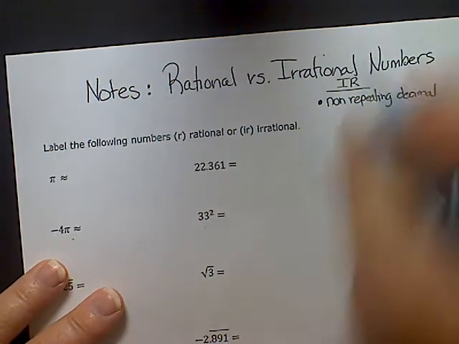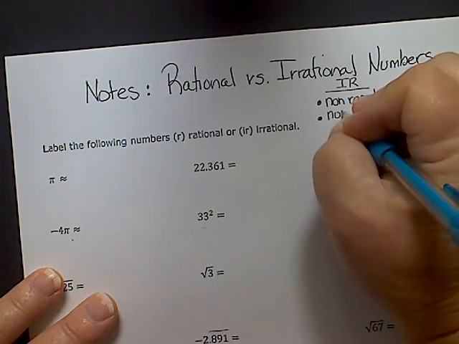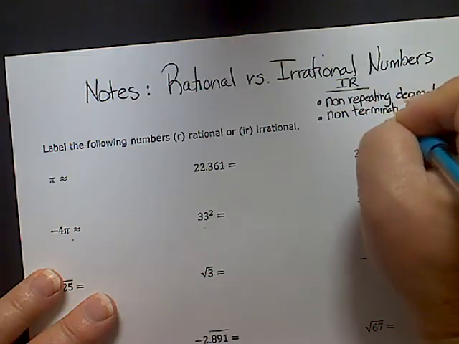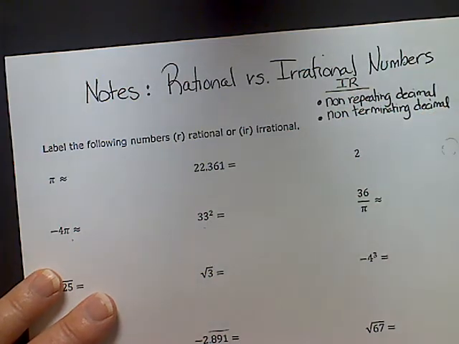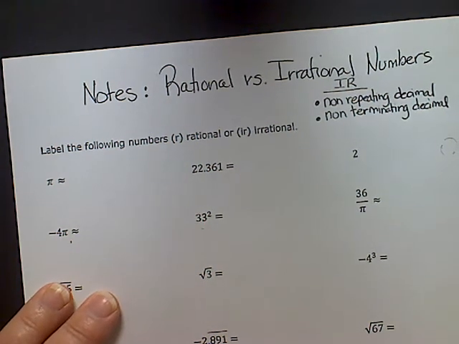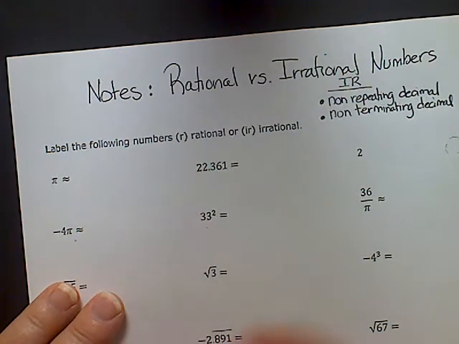Okay? Also, what can make it irrational? Non-terminating decimal. The word terminator. Think about Arnold. What does he do? He terminates. He ends, okay? He ends life, right? So non-terminating means it doesn't end. It goes on and on and on and on. And we're going to talk specifically about the calculator and how you can identify that.